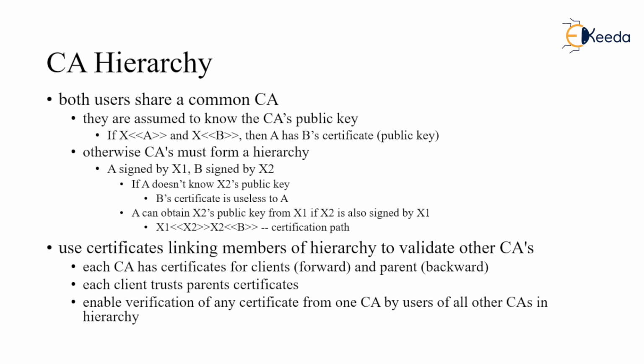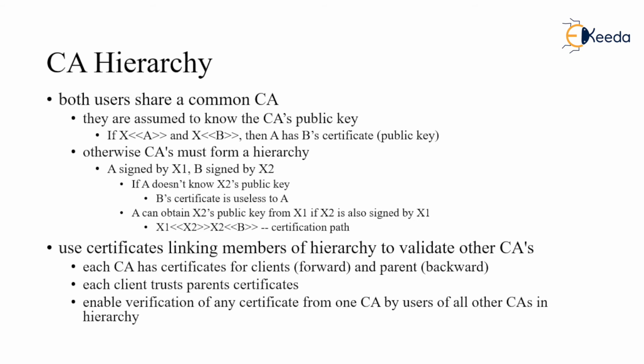Now, the CA also has to follow some rules. So this is the hierarchy which the CA has to follow. Both users share a common CA. Suppose two users are sharing a common certificate authority; they are assumed to know the public keys of the users and the CA's public key also. So if certificate authority X is generating a certificate for user A and X is the same authority generating the certificate for user B, then A has B's certificate. That means A will be aware of the public key of B.